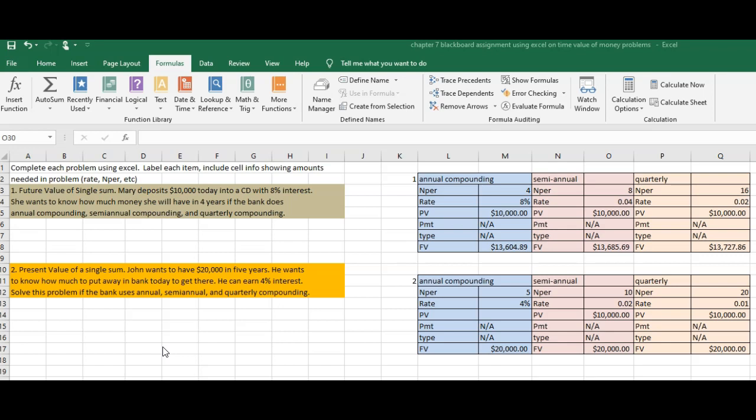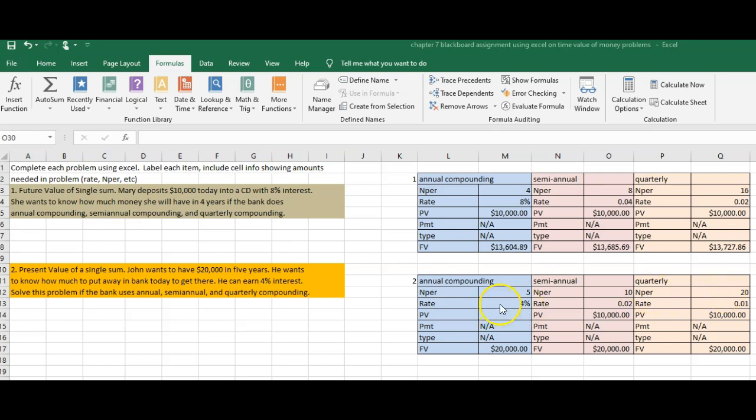So notice it is still a single sum. This time we know the end amount, we don't know the beginning amount. So I'm going to go ahead and use a similar structure to what I did before. And I'm putting in here my number of periods. It was 5 years. It's annual compounding. That stays 5. When I do switch to semi-annual, that'll be twice a year, so that'll end up being 10 periods. And 4 times a year, that'll be 20.